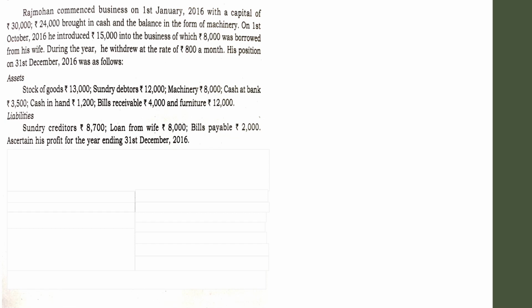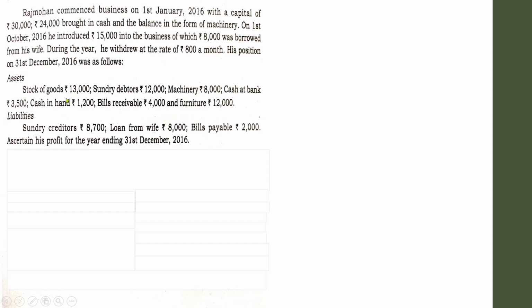Anyway, just go through the entire question, then only you can finalize whether we have to prepare an opening statement of affairs or not. 24,000 was bought in cash and the balance in the form of machinery. On 1st October 2016, he introduced 15,000 into the business, of which 8,000 was borrowed from his wife. And during the year, he withdrew at a rate of 800 per month. His position on 31st December 2016 is as follows.